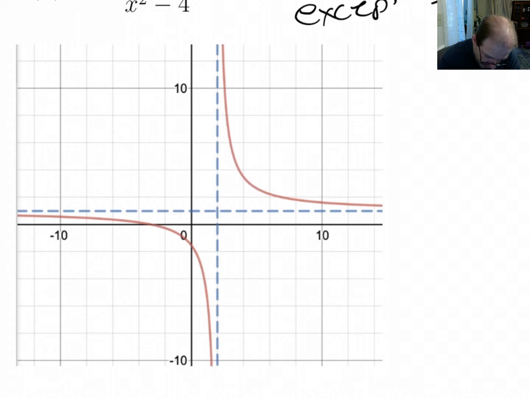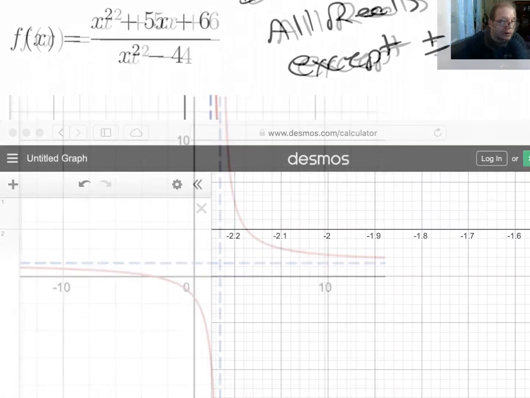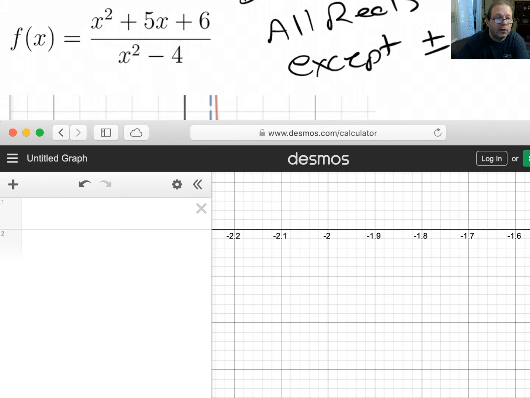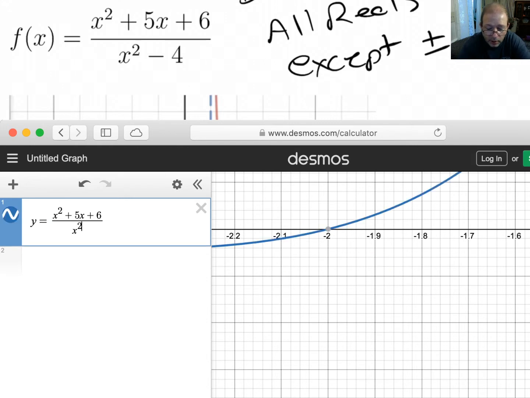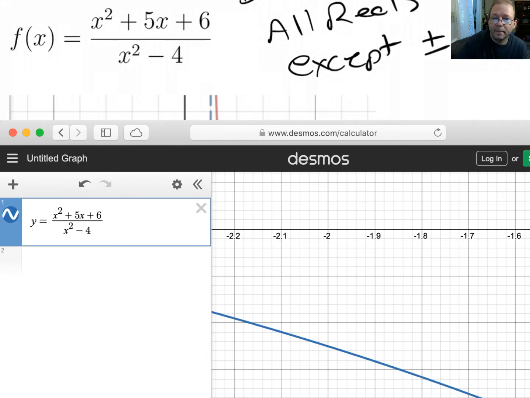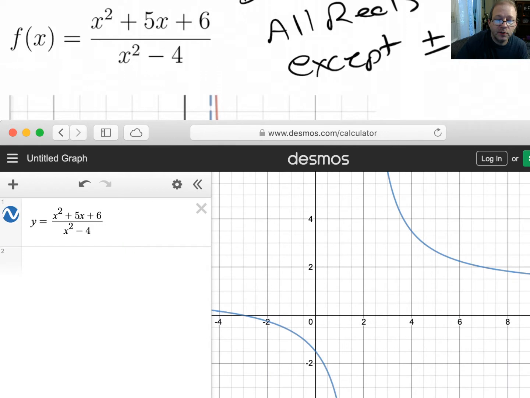Because if we look back at the line x equals negative 2, we're looking at the point right here on the graph, and that's not really there on the graph. Let me show you what I mean. If I take this and put it into Desmos, y equals x squared plus 5x plus 6, put all of that over x squared minus 4. Zoom out a bit so we can actually see it.